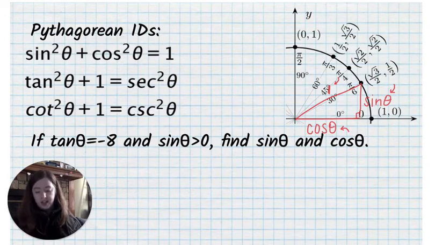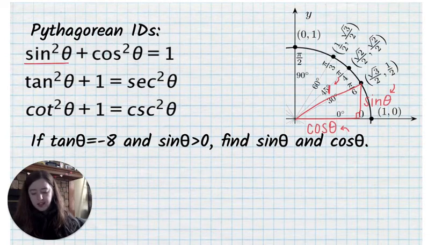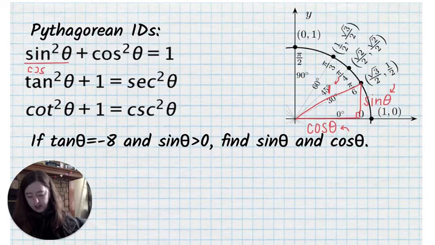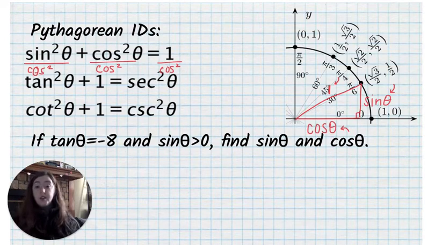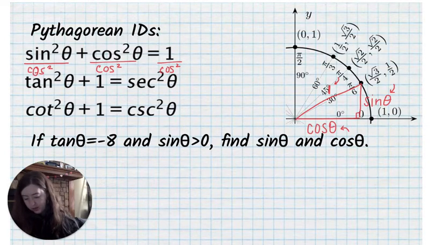Now, the way that we get all of these other identities is we take that original and we start dividing. So if we were to take sine squared and divide by cosine squared, sine squared over cosine squared gives us tangent squared. Cosine squared over cosine squared is 1, and 1 over cosine squared is secant squared. So that's how we get tangent squared plus 1 equals secant squared.